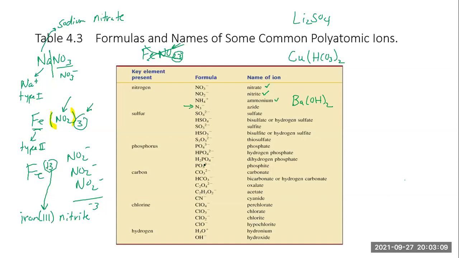Let's do iron 3 phosphate. Let's do ammonium sulfide. And let's do magnesium perchlorate.